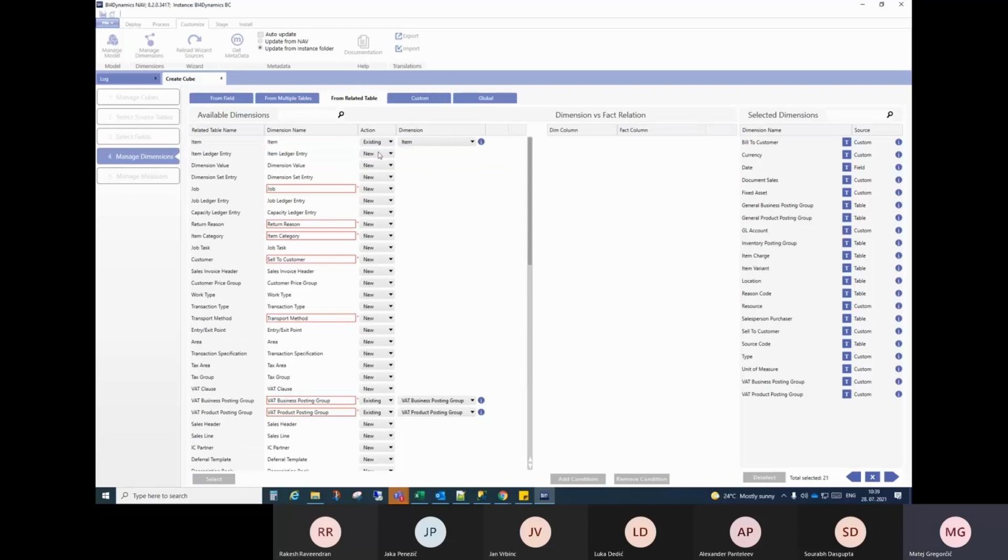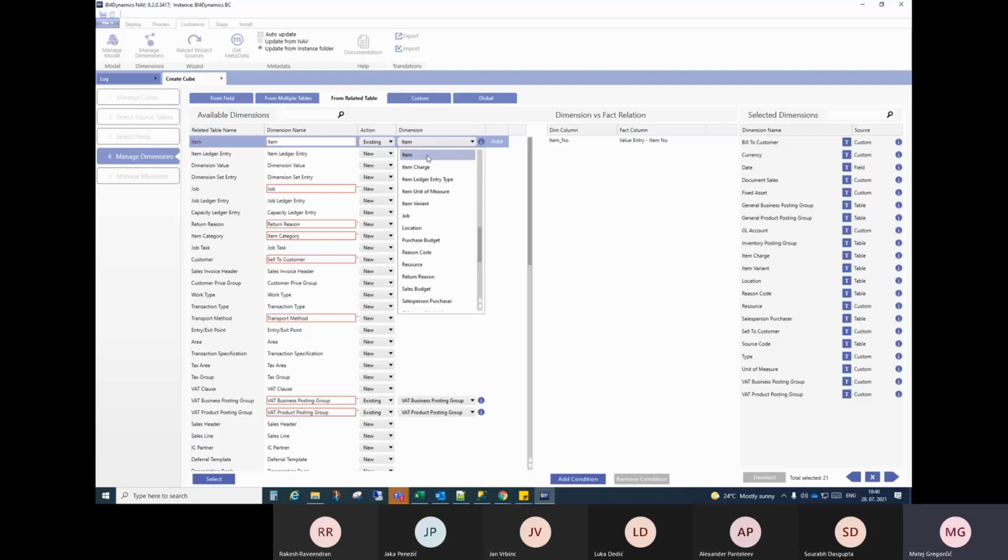Now, like I said, it could be a new dimension, so we can create it. If we didn't create a dimension before in the manage dimension section, we can create it from here. Now, for the item, which we already created, we just need to link it to the existing dimension. And that's why we select an existing instance, existing dimension, and select, then you'll have a drop-down menu here. We'll just search through the list of available dimensions. We'll go to item.